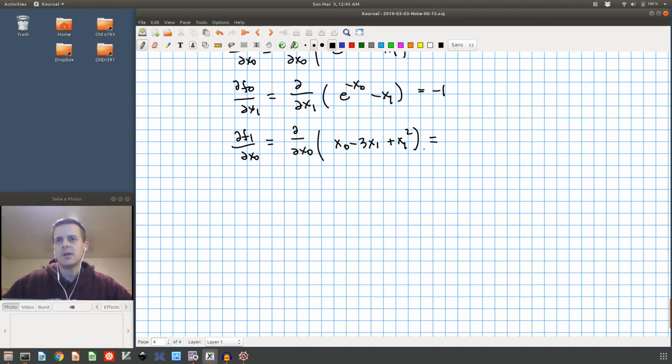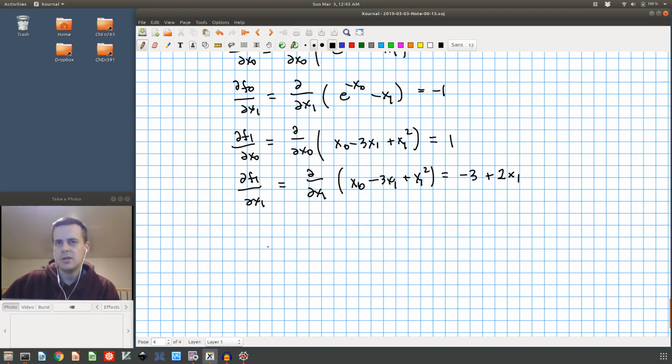Okay, so take that with respect to x0. Well, that one's going to be 1, and that's 0, and that's 0. So that's 1. The last one is df1/dx1 equals the derivative with respect to x1 of x0 minus 3x1 plus x1 squared, and that's going to be 0. The derivative of minus 3x1 is minus 3. The derivative of x1 squared is positive 2x1.